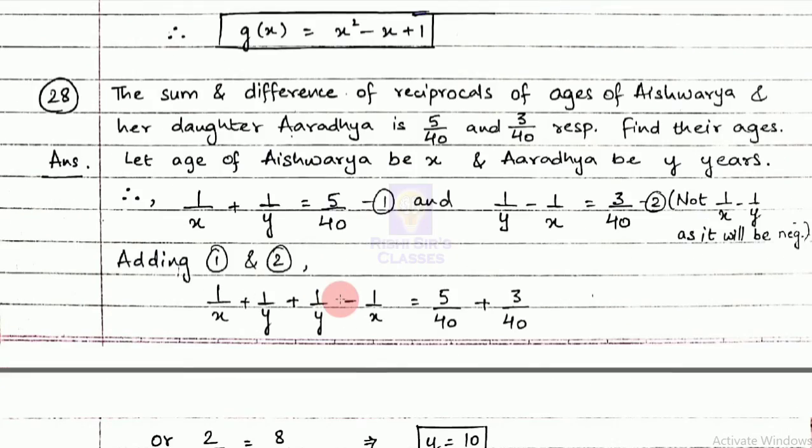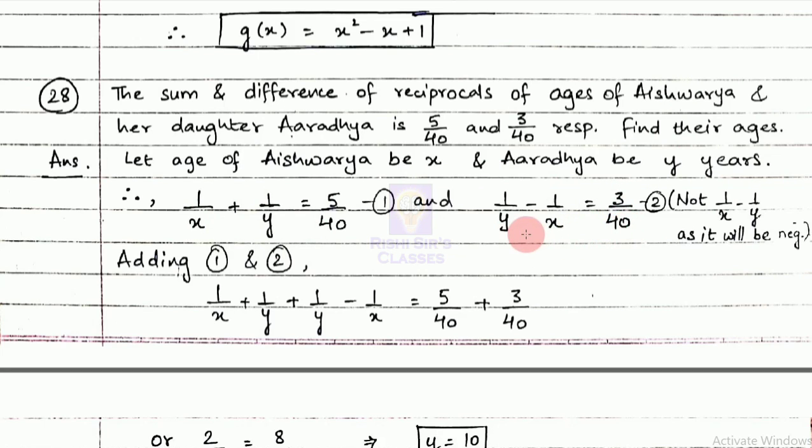Question number 28. The sum and difference of reciprocals of ages of Aishwarya and her daughter Aradhya is 5 upon 40 and 3 upon 40 respectively. Find their ages. We have been given the sum and difference in the reciprocal of their ages. We can assume the ages as x and y years and we can form the equations as 1 upon x plus 1 upon y as 5 upon 50 and 1 upon y minus 1 upon x as 3 upon 50.